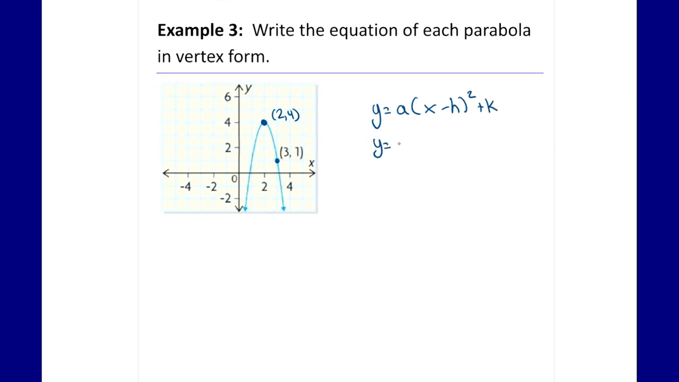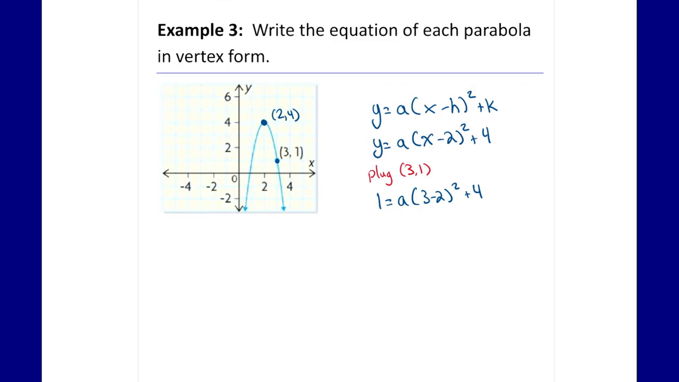So y is equal to a, which I don't know yet, times x, which I don't know yet for my general equation, or we don't really fill in anything for x anyways, minus 2, opposite of what we see, plus 4. Now that I have my general equation with this vertex, I'm going to make it specific by plugging in the point 3, 1. So 1 is equal to a times 3 minus 2 squared plus 4.